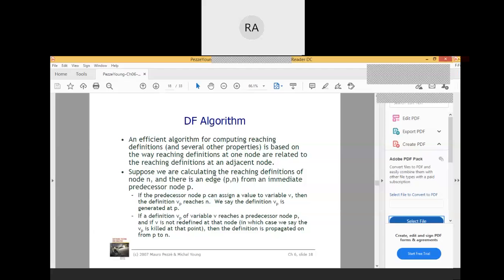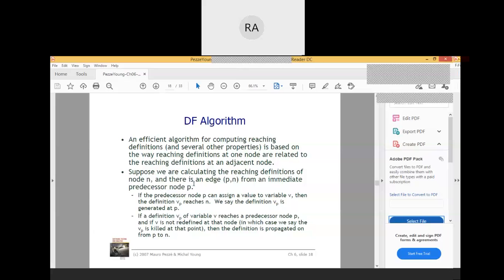That is, the predecessor node p can assign a value to variable v, then definition vp, which is n. We say that definition vp is generated at point p. In other terms, it's not complex. You can just analyze the things. Which node is under study now? I'm studying the node n, and I'm computing the reaching definitions with respect to node n.